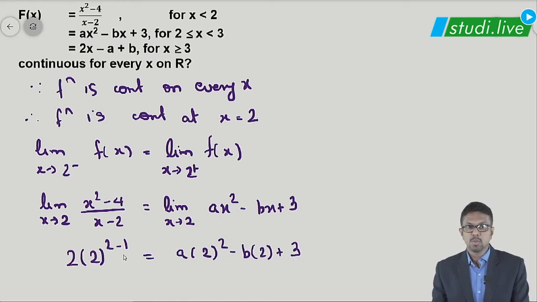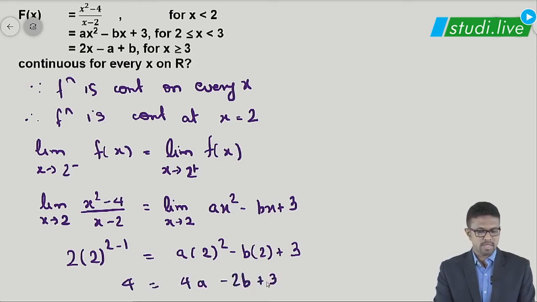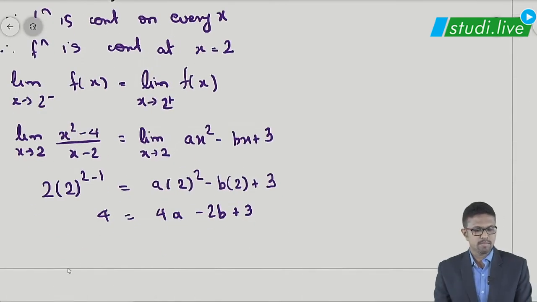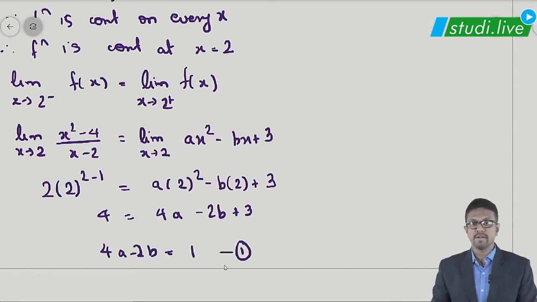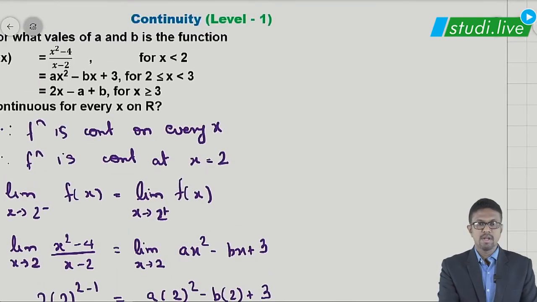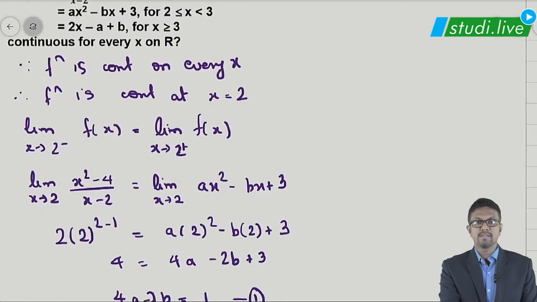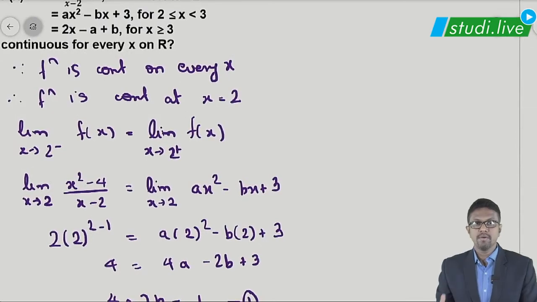So this is 2 raised to 2 minus 1, of course that is 2. 2 2s are 4. This is 4a minus 2b plus 3. So I can say 4a minus 2b is equal to 4 minus 3, which is equal to 1. So this is the first equation that we have obtained by using the left hand limit and right hand limit at x equal to 2. Now let us solve the same at x equal to 3.